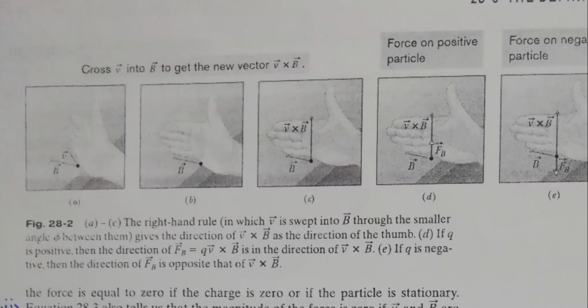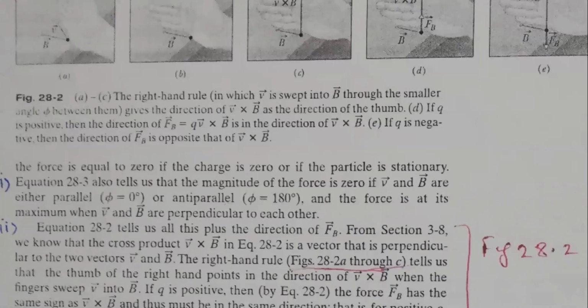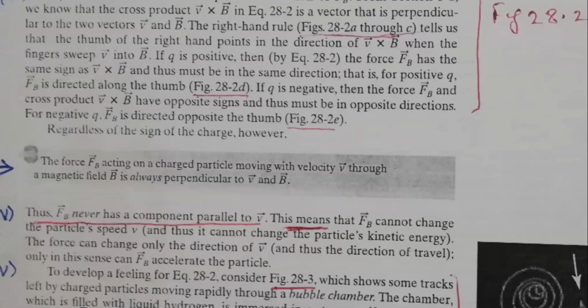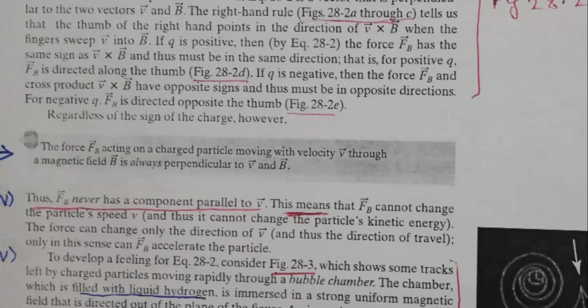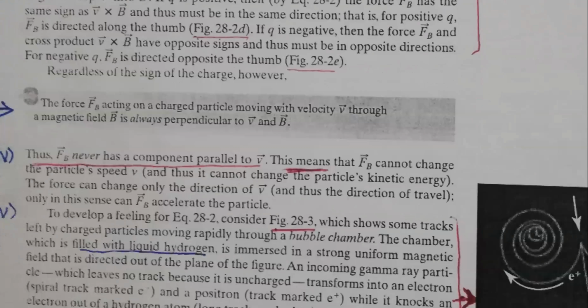But if you do it in the opposite direction, the thumb will be down and the magnetic force will be down. So you can see from all these figures, remember this rule, that V cross B will give you the direction of force. Okay. After that, there is another point, that FB never has a component parallel to V.